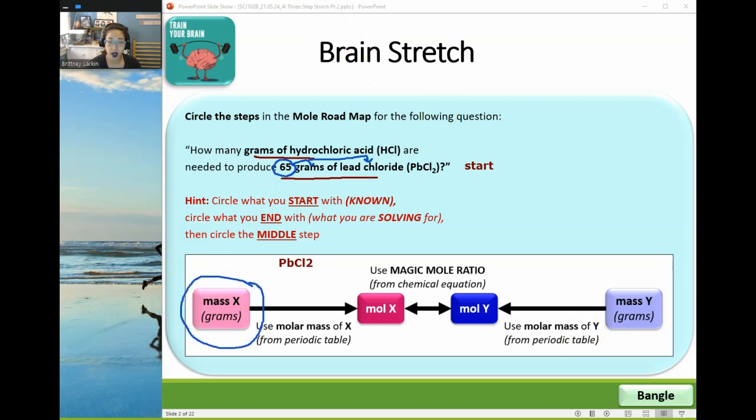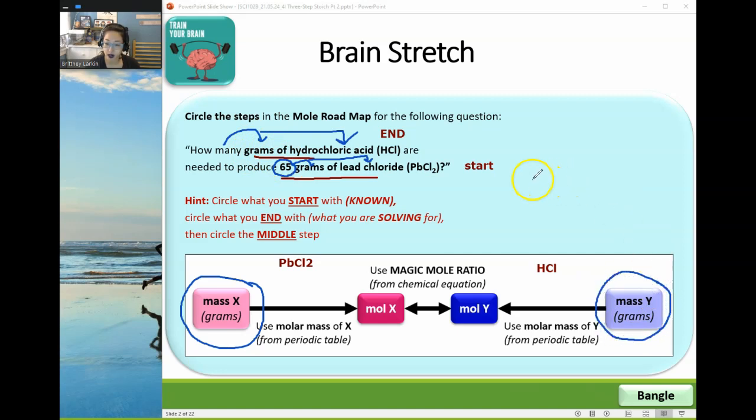Now think to yourself, what are we actually solving for? Look for the question words of how many. It specifically says how many grams of hydrochloric acid. So this hydrochloric acid is a different chemical. This is going to be our end. And so we need to label the other side over here as hydrochloric acid, HCl. Again, this time we're ending with still grams, but just of a different chemical. So grams means that I need to be looking at mass.